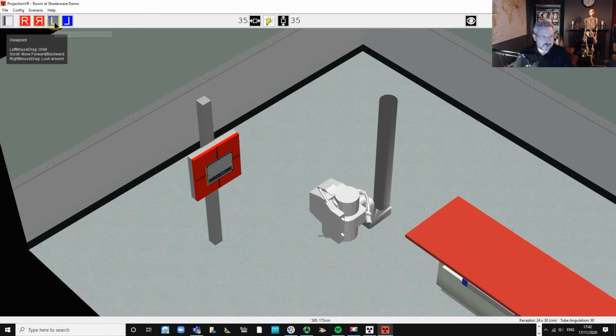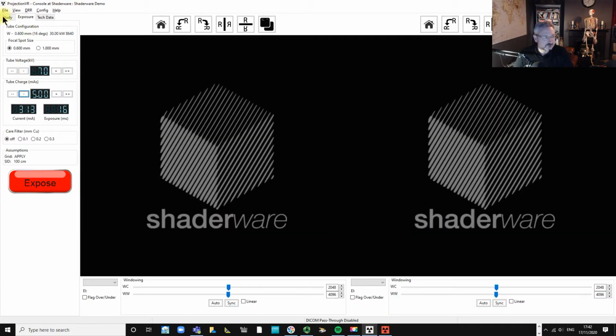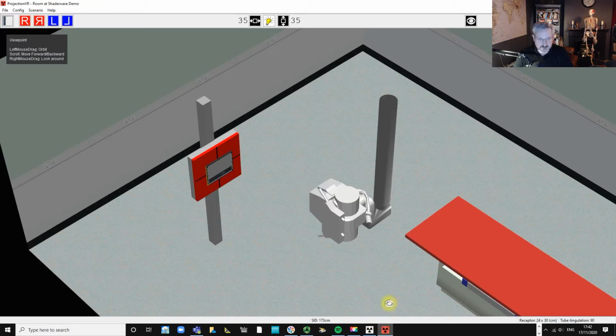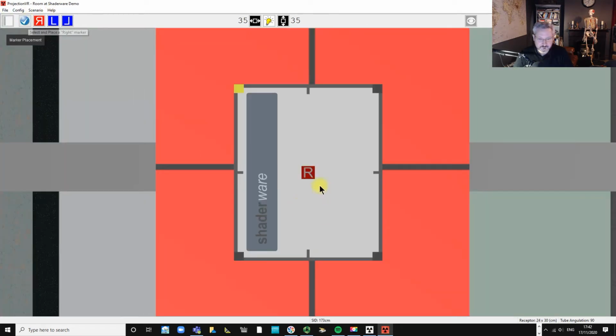Okay, I think it's a left. Let's just go back and see. I think it's a left. Oh, it's a right clavicle. Okay, good job I checked that. So let's go back here and pick the right clavicle. So we need a right marker. So we'll put the right marker up here.